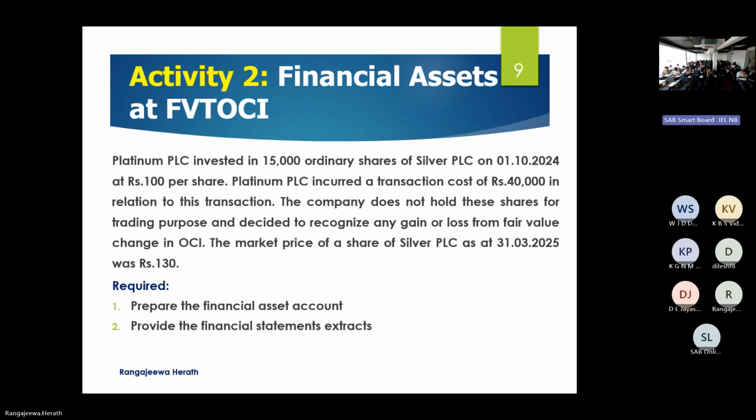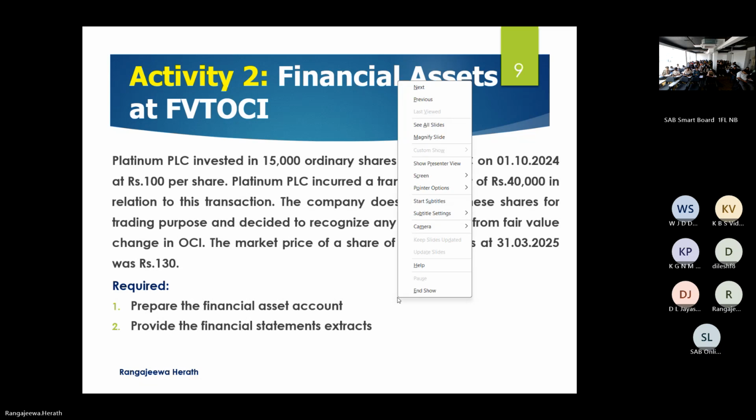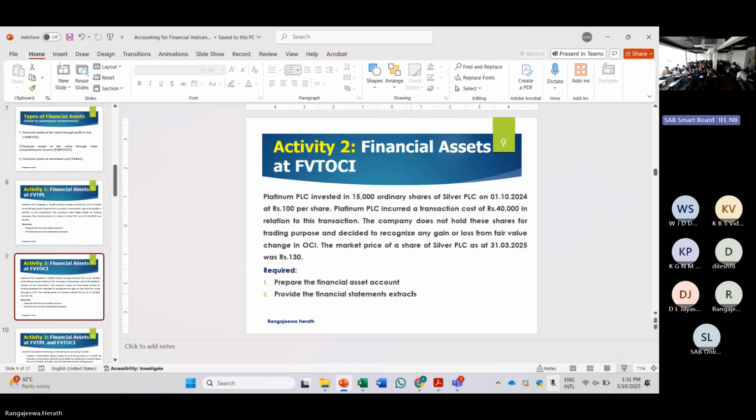Then at the end of the year, the market price becomes 130. Now can you prepare the financial asset at fair value through OCI account? Financial asset at fair value through OCI account. Right. You know that. The company does not hold the shares for trading purposes and decides to recognize any gain or loss through other comprehensive income.